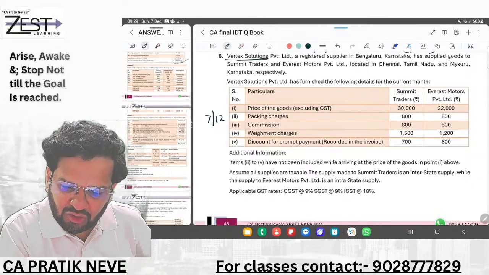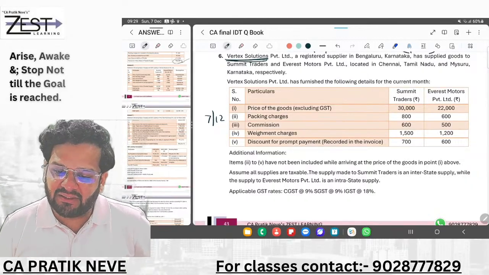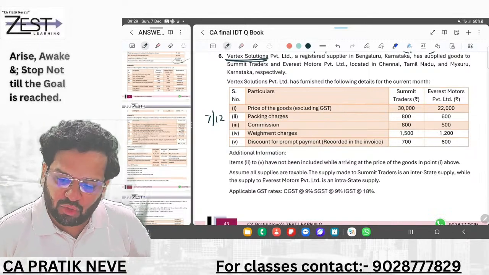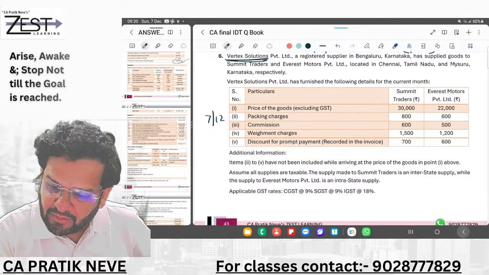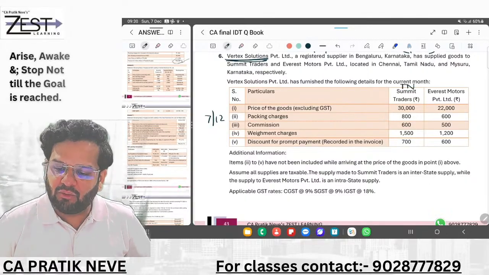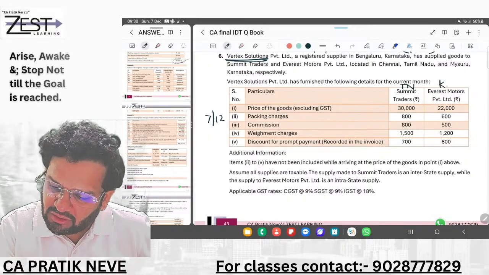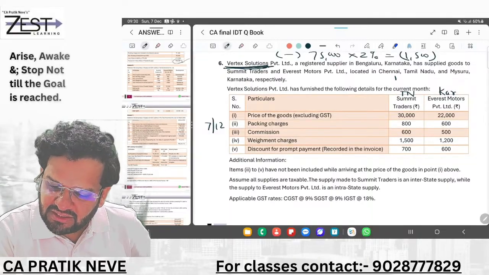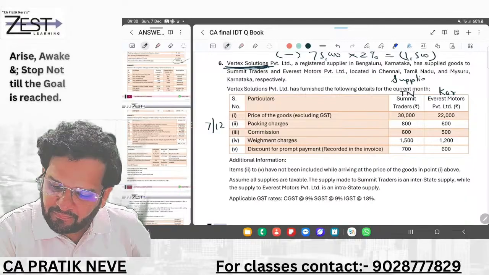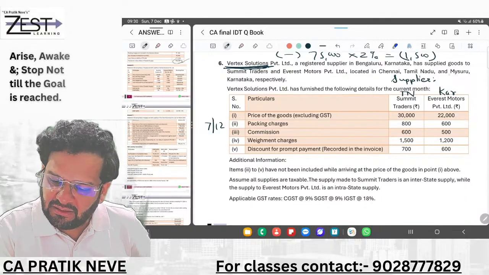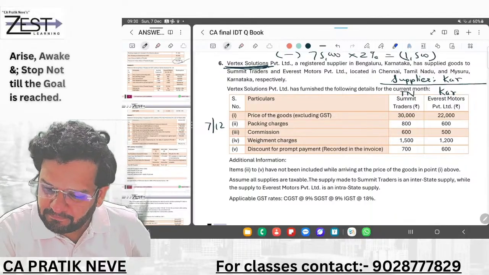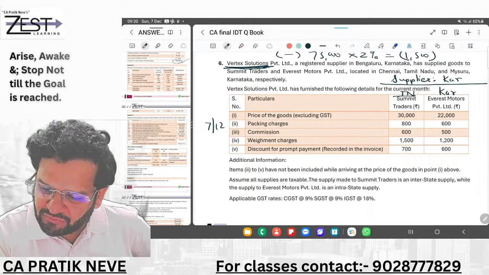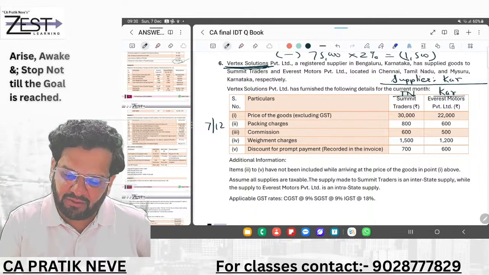Then Vertex Solutions Private Limited, registered supplier in Bangalore, has supplied goods to Sumit Traders and Everest Motors in Chennai. Means Sumit Traders is in Tamil Nadu and Everest Motors is in Karnataka. And our company Vertex Solutions means supplier is in Karnataka. Supplier is in Karnataka and place of supply is in Tamil Nadu and Karnataka respectively.